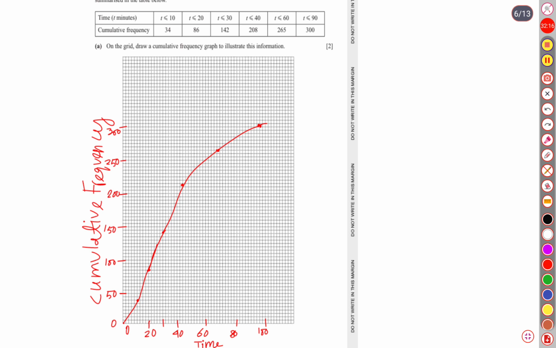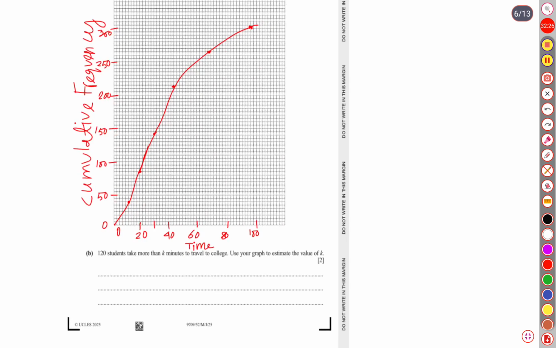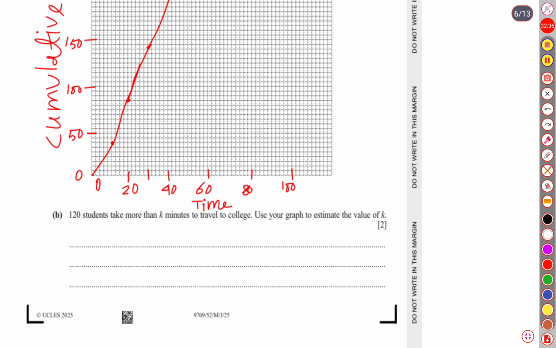You can try it yourself. It's not a big task at all. So let's see the next question. The next question says 120 students take more than k minutes. Okay, so we will find the 120 students. More than how many k minutes?